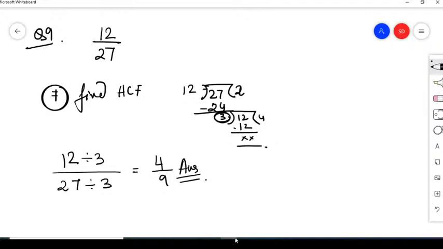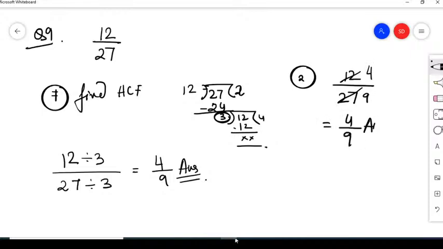We can do it by using repeated cancellation. This is the second method, 12 by 27. We will find a number which divides both. So 2 will divide 12 but not 27. So 3 fours are 12, 3 nines are 27. And we see that we don't have any more common factors. So this is your answer. Let's do number 4.